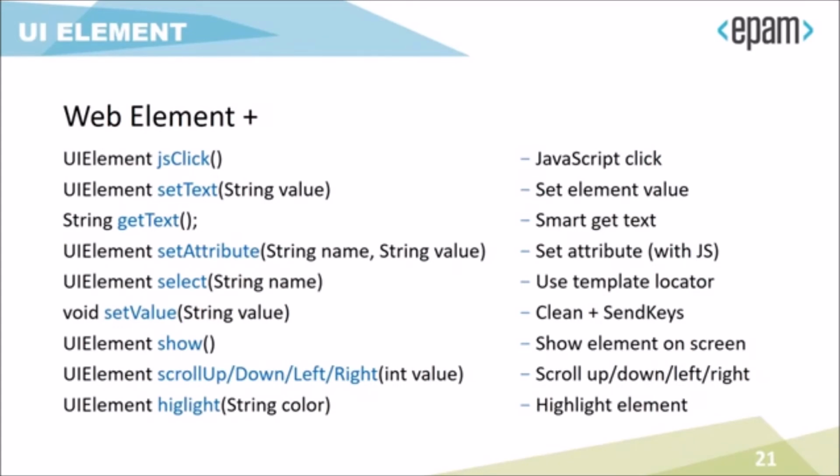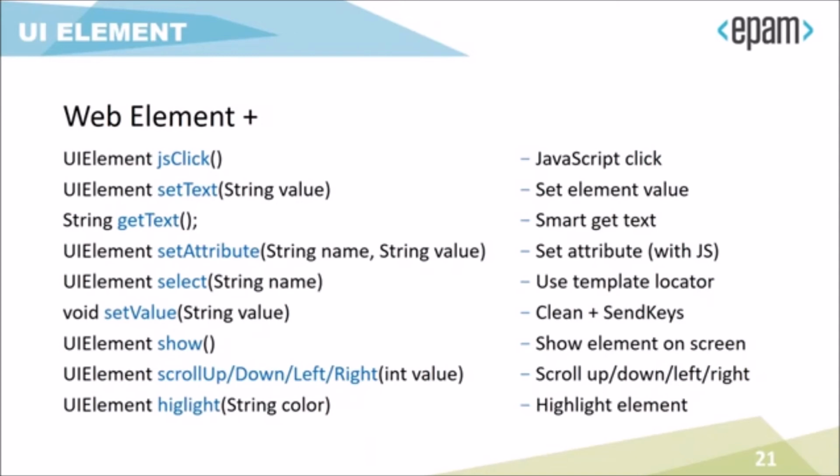You can set your value in the text field, and this method works a little bit differently from the simple sendKeys. It first clears the element and then sends keys, so you will be sure that only this text will be in the text field. You can move to your element using show. So if it is not in your visible area, GDI Lite will move the screen to this element.